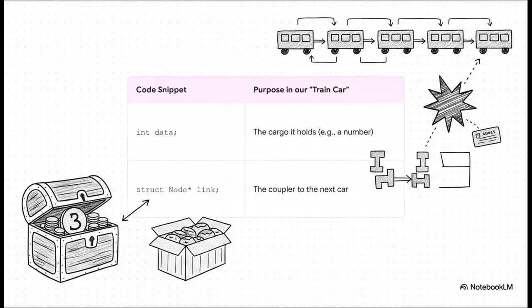See that little asterisk there? That little star means this is a pointer, and that's a huge deal. It means this variable doesn't hold another whole train car inside of it. Nope, it just holds the memory address of where to find the next one. It's like a GPS coordinate for the next car in the line.